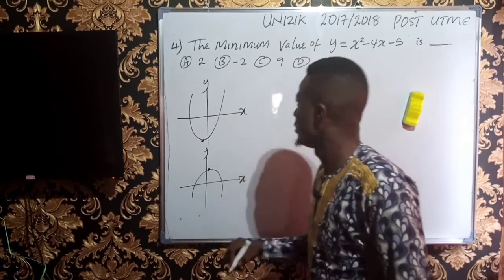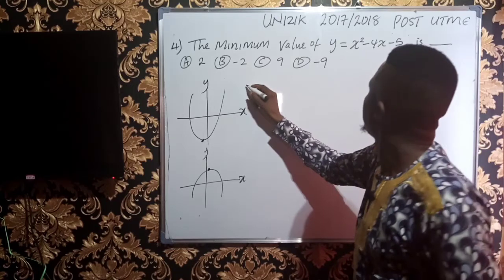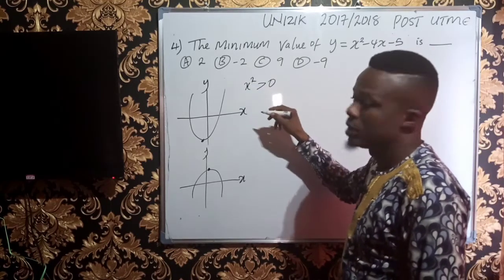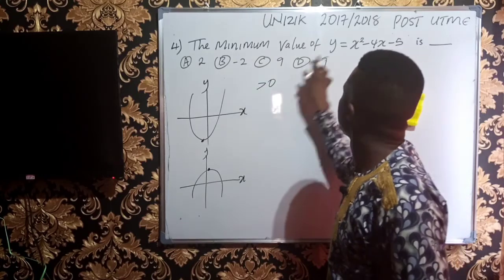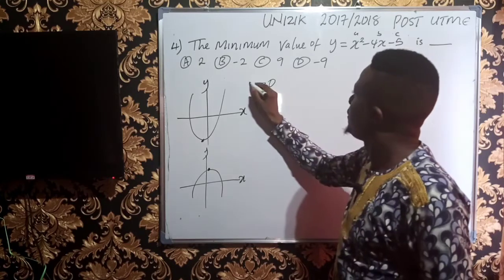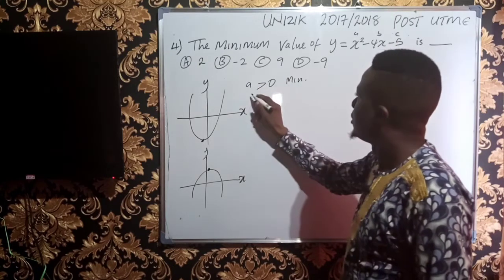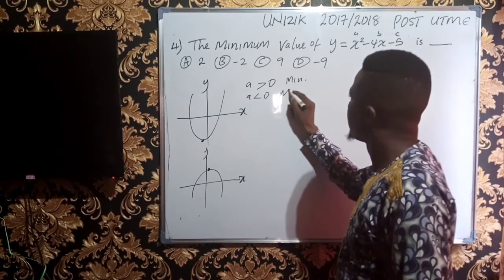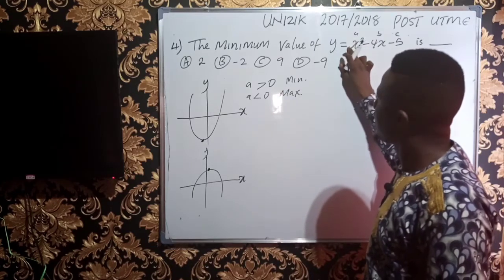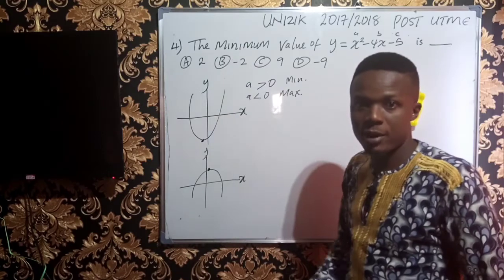But if it is this way, this is x and this is y, it has a maximum value. And again, whenever the coefficient of x squared, that is a, is greater than 0, because the coefficient of x squared is a, this is b, and this is c. So if a is greater than 0, it must have a minimum value. But if a is less than 0, it has a maximum value. As you can see, the coefficient is 1, and 1 is greater than 0. That is why the question is requiring you to find the minimum value.